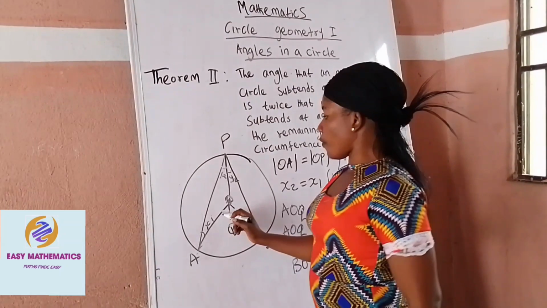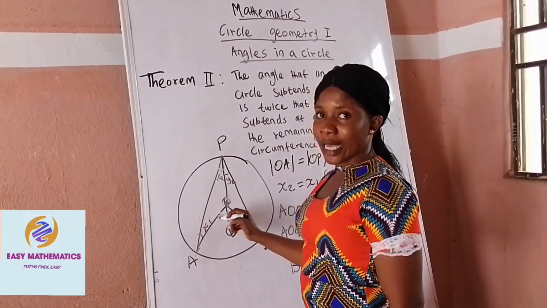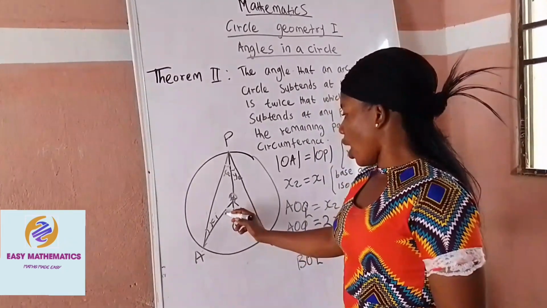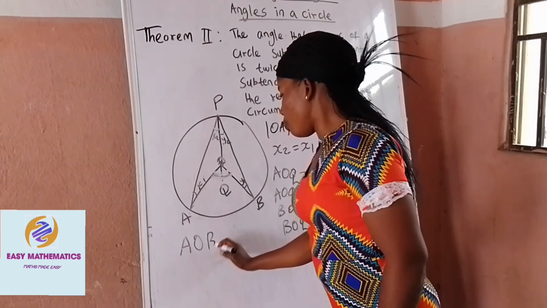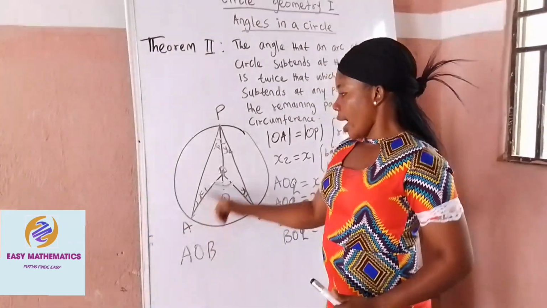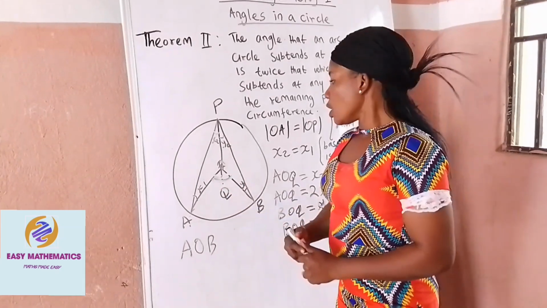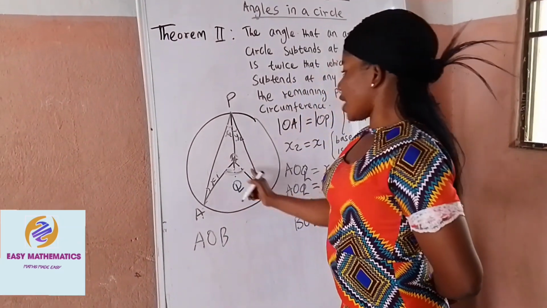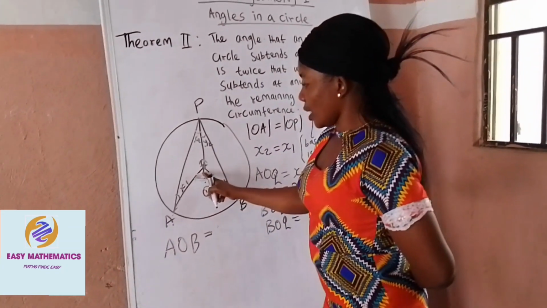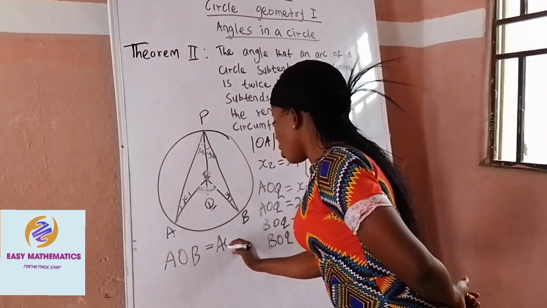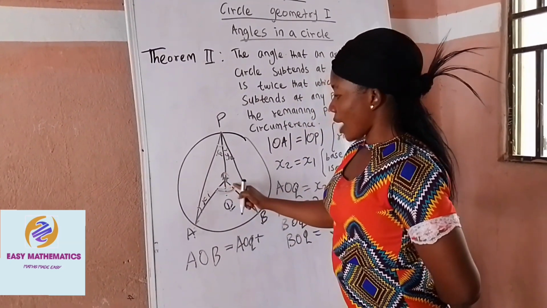But we need to find the angle that is subtended at the center of the circle. We call it angle AOB. Now, the angle at the center of the circle is equal to AOQ, that is this angle here, plus BOQ, that is this angle here.